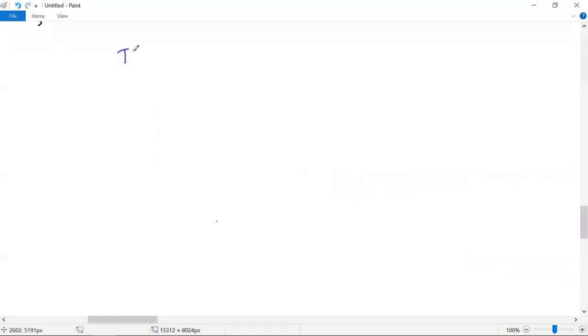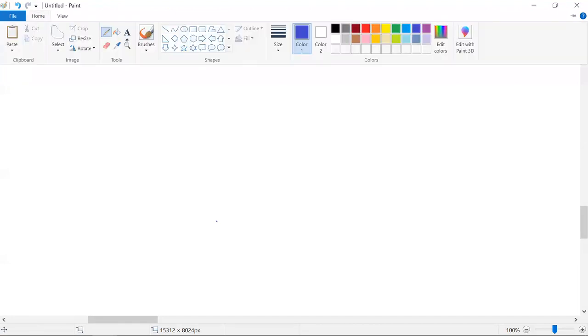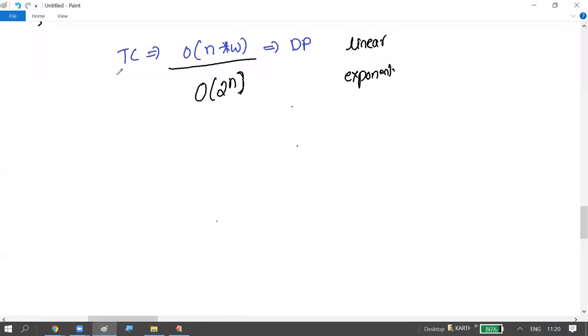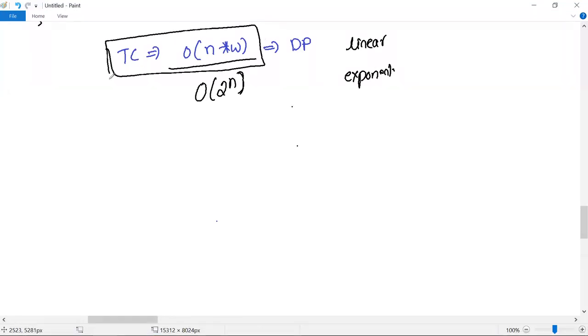Well, the time complexity is O of n into w when we approached using what? Dynamic programming. When we did it in brute force, naive method, the time complexity was what? 2 power n. This we know. But so many people are thinking this is linear and this is exponential. But the fact is, the result of this time complexity in the case of dynamic programming is dependent on W.